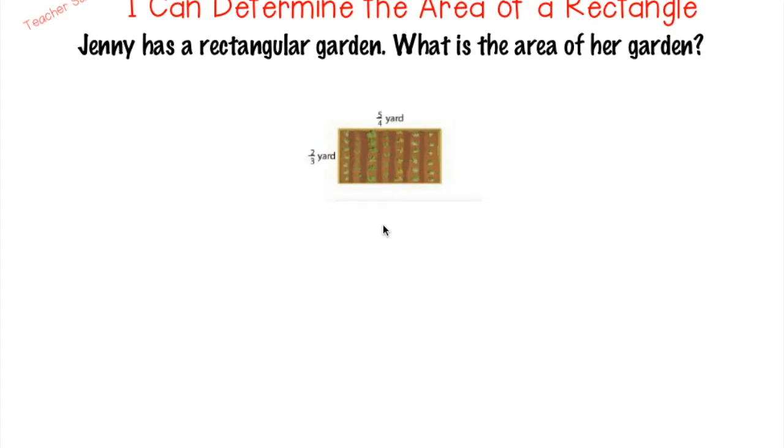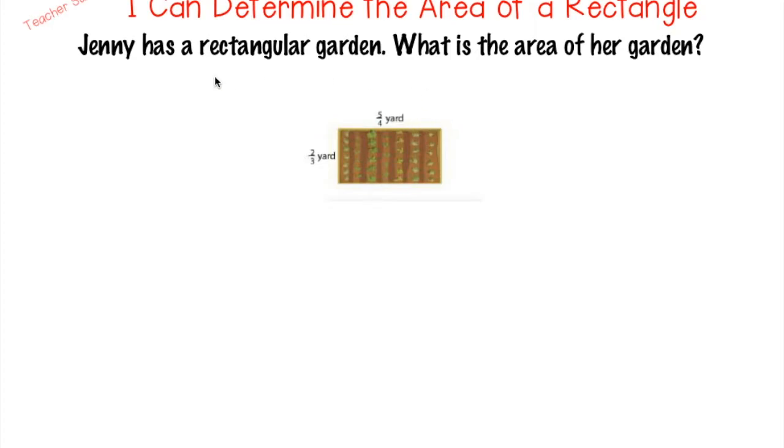Your I can statement for today is I can determine the area of a rectangle. Area of a rectangle, or area of any shape, means that you're determining the measurement of the space inside of a shape. So basically how much space or yardage there is in this garden.